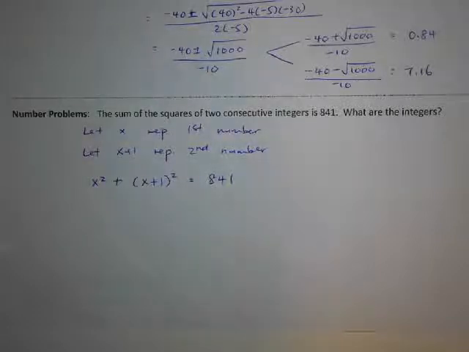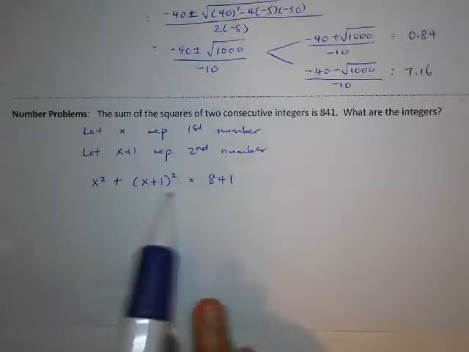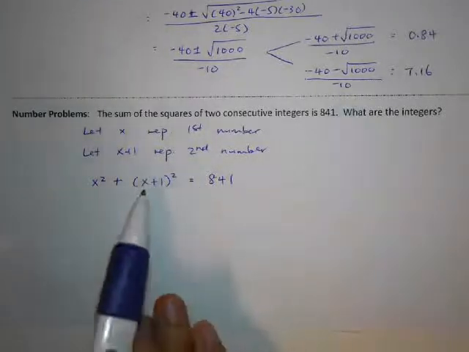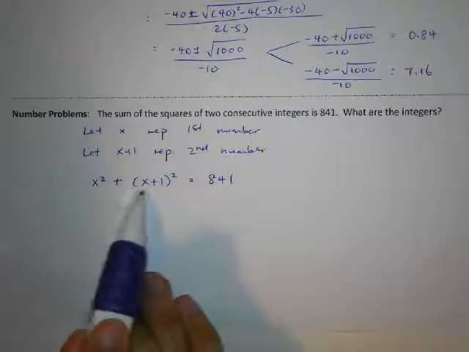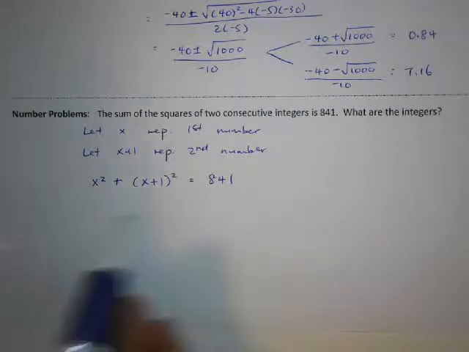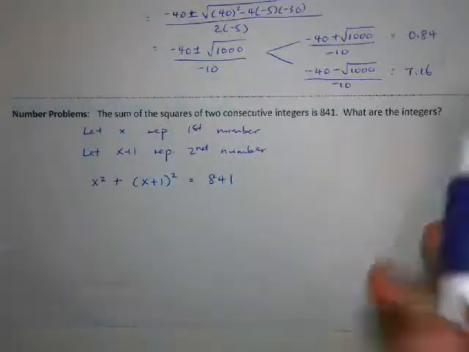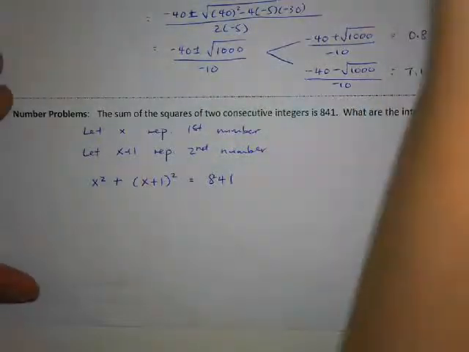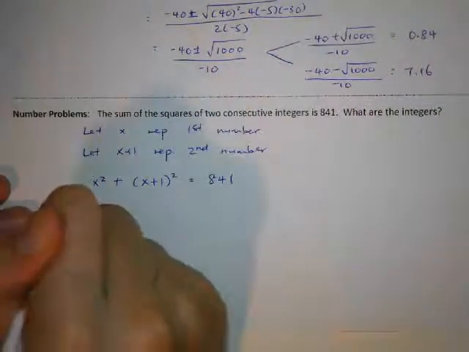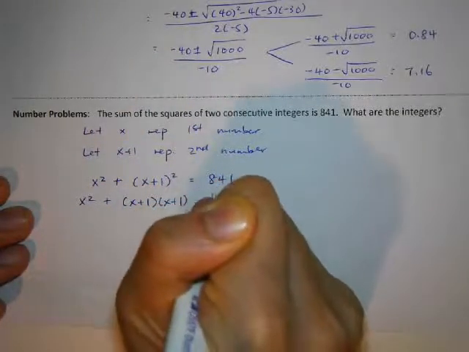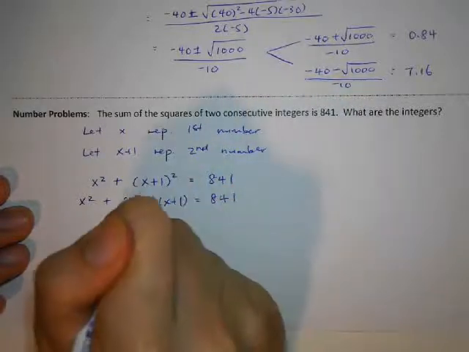Okay, now let's solve. So this is not in any form that we know. So what we need to do is we need to FOIL this, because this is just x plus 1 times x plus 1. Move this over, so it's set to 0, and then we simplify to standard form. And then we can either factor it or use quadratic formula. So I'll write this as x plus 1 times x plus 1. FOIL.